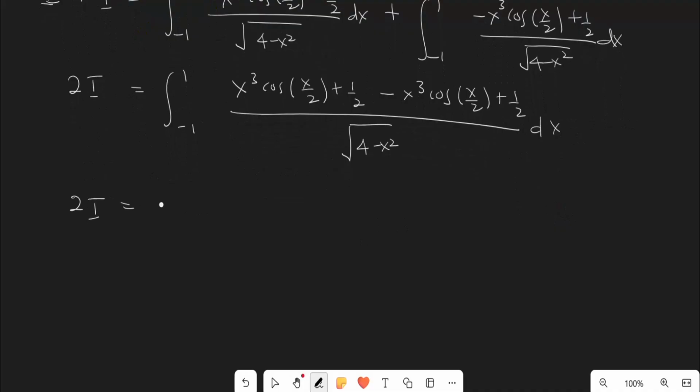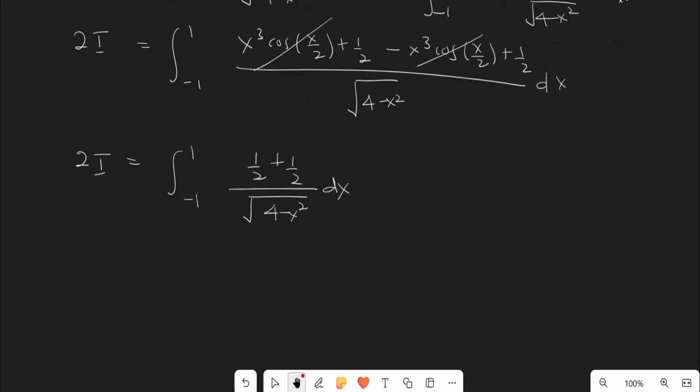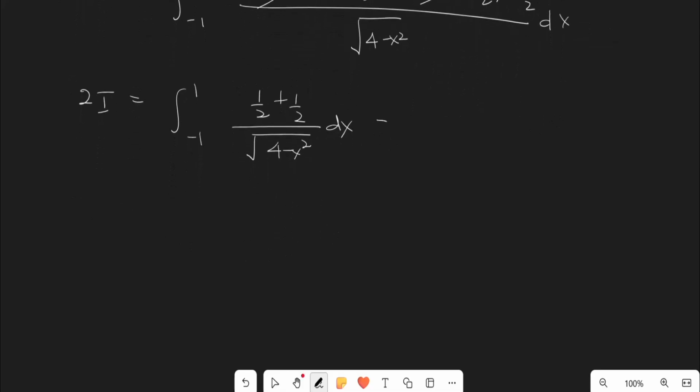So 2I from the left hand side is equal to the integral from -1 to 1 of, these guys will cancel out beautifully. Then you have half plus half at the top divided by the square root of 4 minus x squared dx. Half plus half is 1, and that is going to be the integral from -1 to 1 of 1 all over the square root of 4 minus x squared dx. And this is really something familiar.